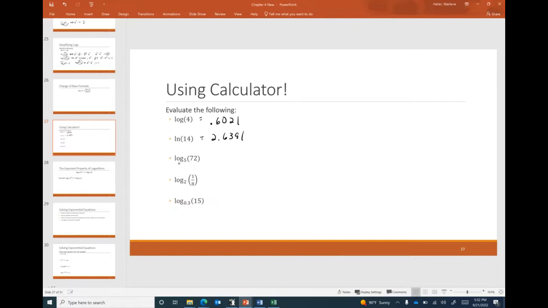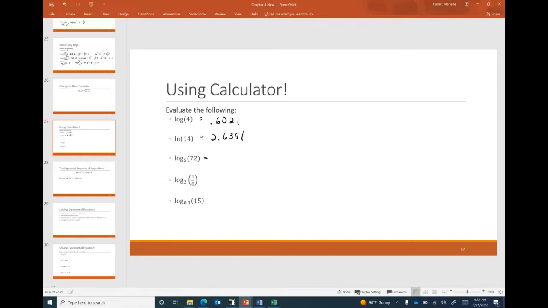All right, but what if I want to find log base 5 of 72? Oh, you know, I don't have a calculator key for that, at least not on scientific calculators. You might have one on your graphing calculators. You do have the ability to do that or can download it. But let me show you how to do this with the change of base formula.